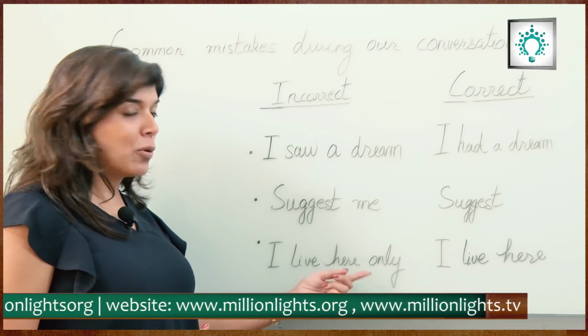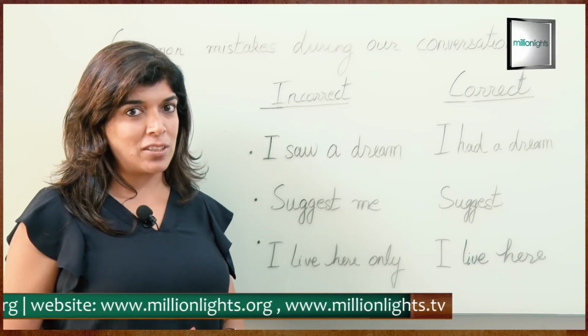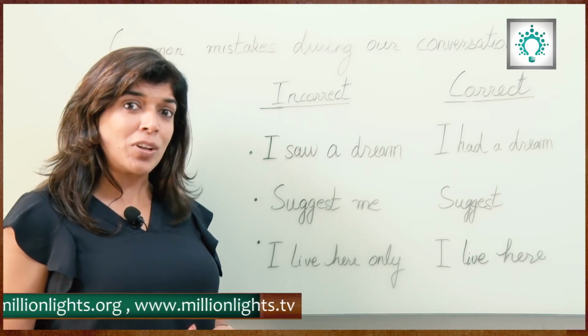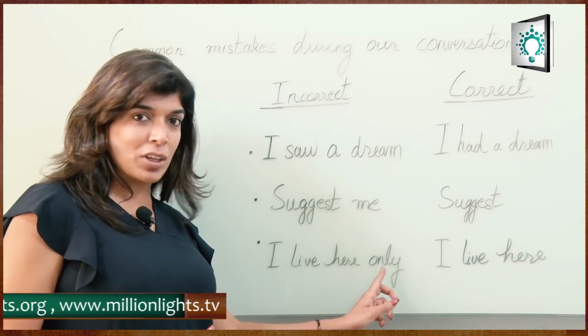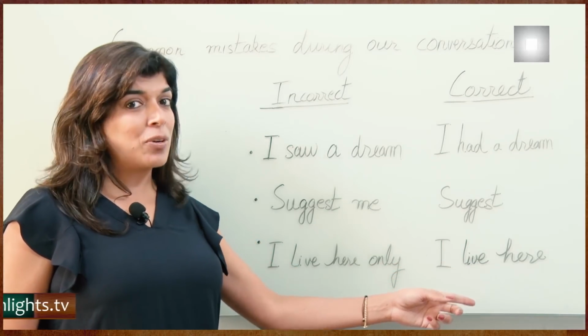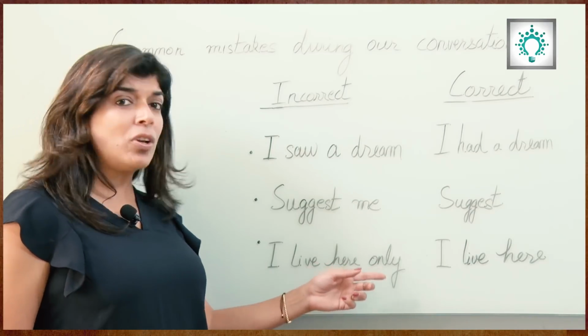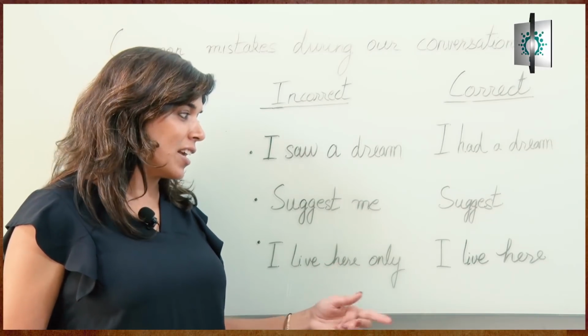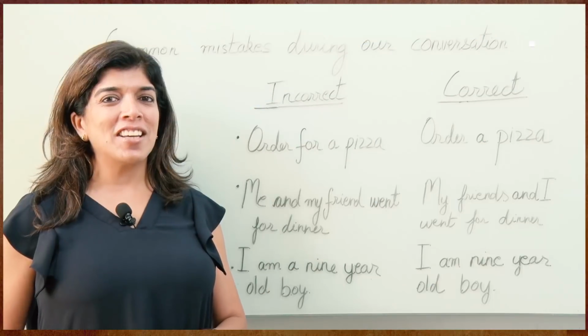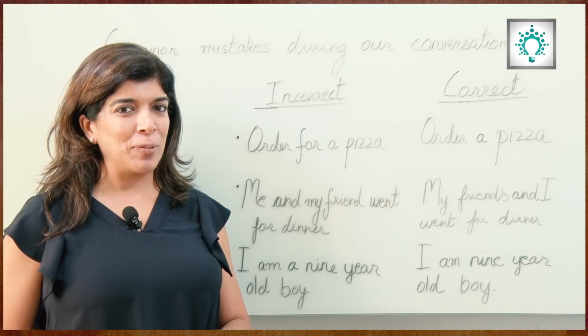Let's see the next one. "I live here only." Again, a very common sentence that we all use while talking to each other. Yes, I do live here, but this "only" is not needed. I live here. So I don't have to say, "I live here only in Pune." No, I can say, "I live here in Pune."